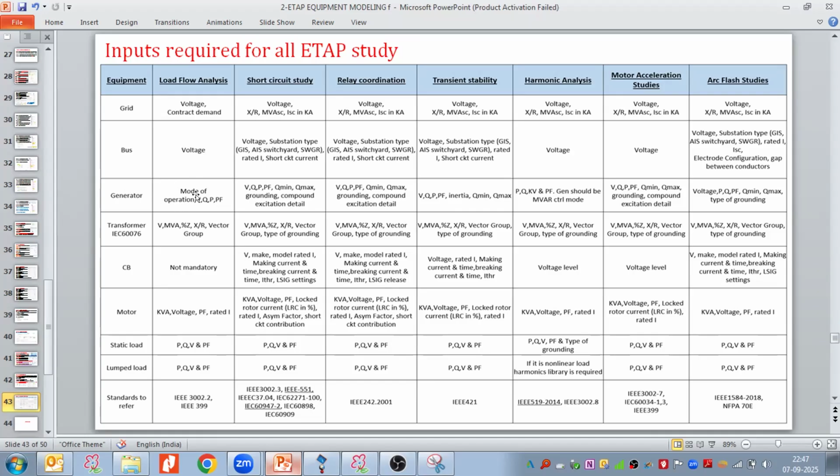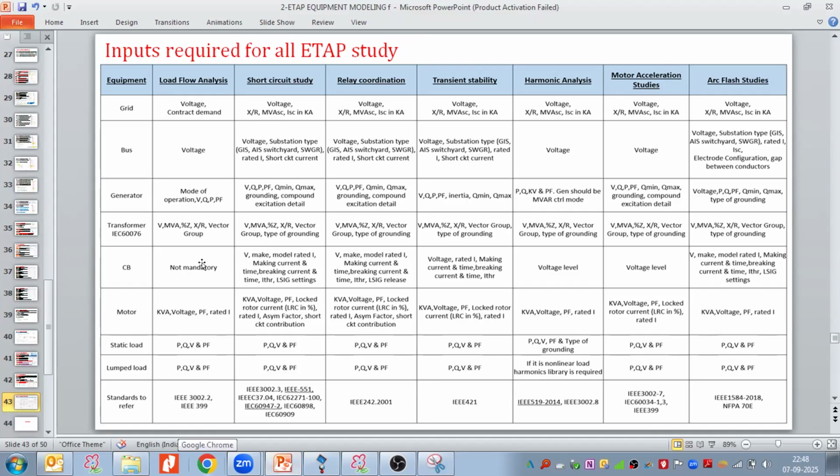And Qmax and Qminimum, I mentioned Q. So if you know Qmax and Qminimum, you can ask. Otherwise, from the power factor, you can calculate the Qmax and Qminimum. For the transformer, this input we require. For the breaker, for the load flow, no need to mention anything, not mandatory. For motor, kVA, voltage, power factor, rated current. For the static load and lumped load, standard IEEE 3002 or IEEE 399 we refer to for the load flow analysis purpose.